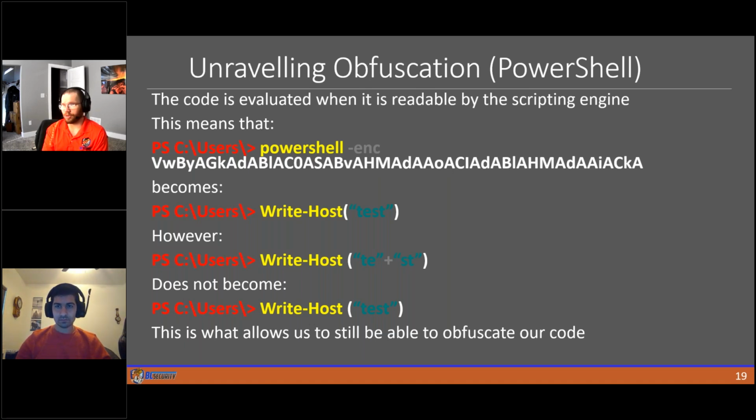But if you do concatenation and break up test into TE plus ST, because the compiler can interpret that, it doesn't unravel that concatenation; it stays in place. And this is what allows a lot of our obfuscation to still work, is the fact that it's not combining everything into a human readable form or the most simple version of the code. It's just unraveling it to a compiler interpretation. So that's why a lot of our obfuscation can still stay in place.